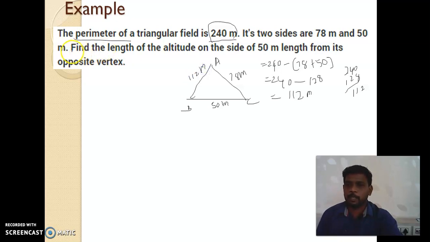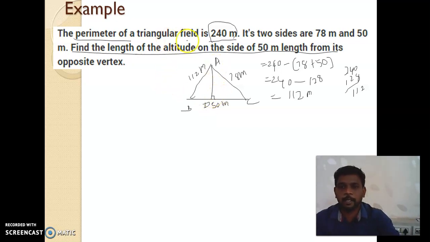right? So they are asking to find the length of the altitude on this side, 50 meter length, from its opposite vertex. So the 50 meter side means this one only. So for this altitude, how can we draw from A only here? So this is nothing but your altitude. Let us take this one as D. Okay, now AD is the altitude. They are asking to find out what is AD here. Okay, find the length of the altitude only they are asking.